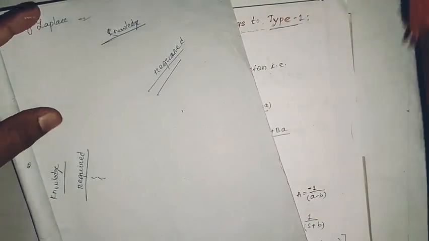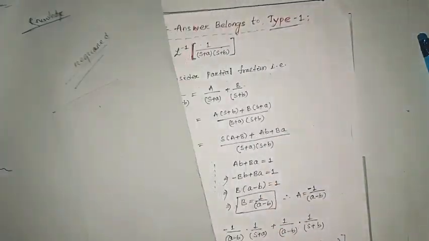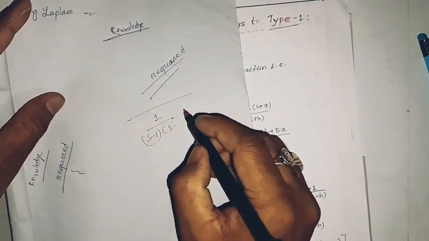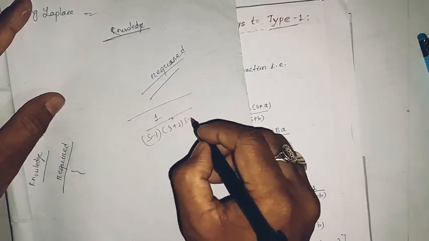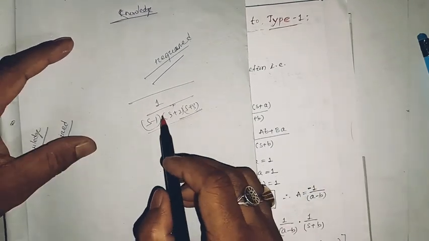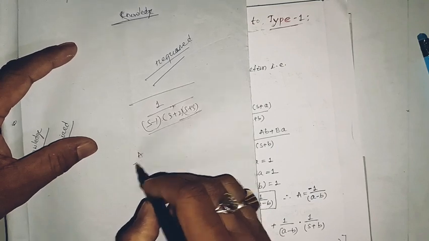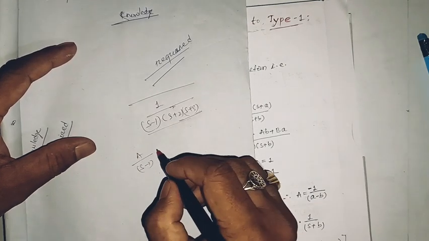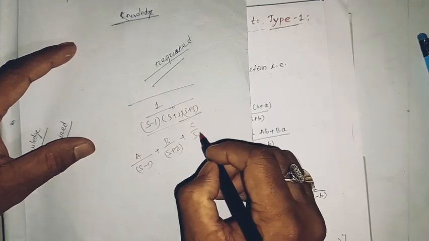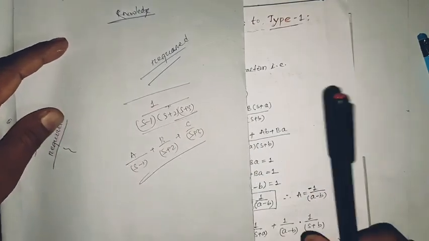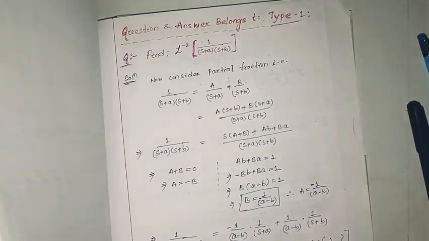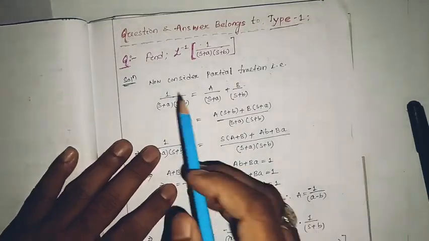Suppose we have another question like this, 1 by (s minus 1)(s plus 2)(s plus 3)... so how are we going to consider the partial fraction? Like this: a by (s minus 1) plus b by (s plus 2) plus c by (s plus 3). Then we have to solve it and find out the constants. How to solve? Here you just watch.